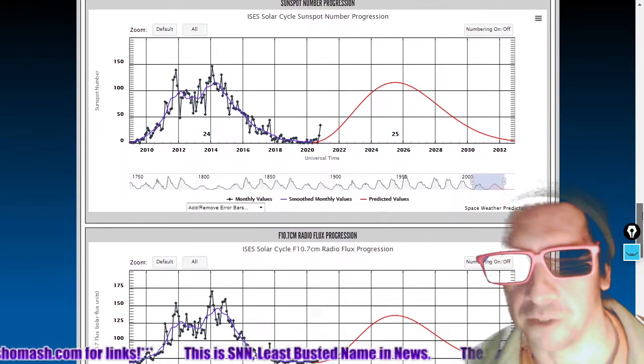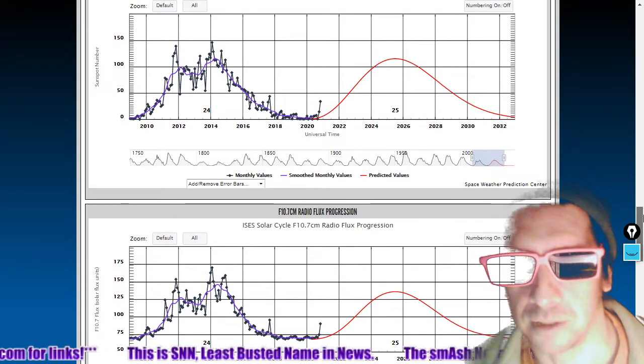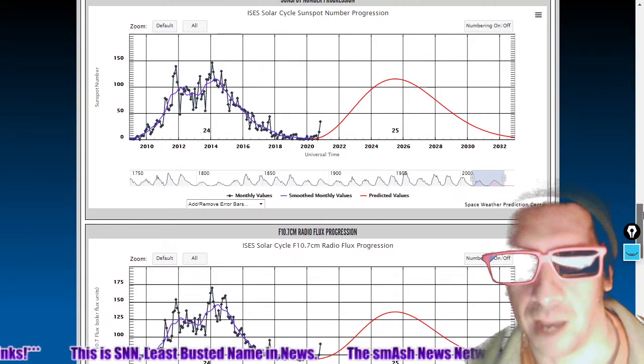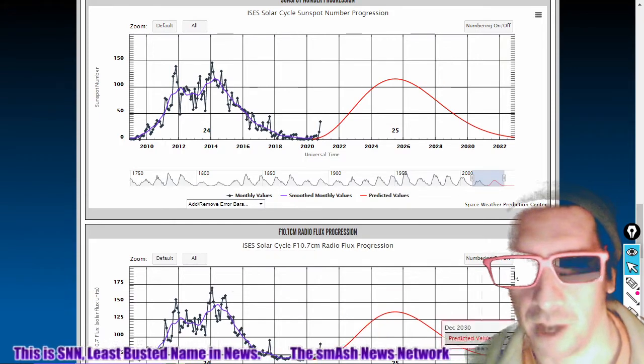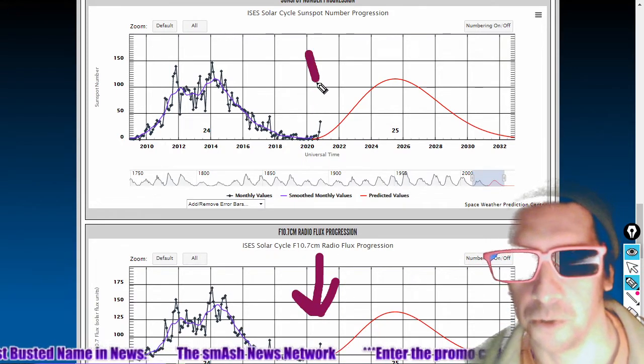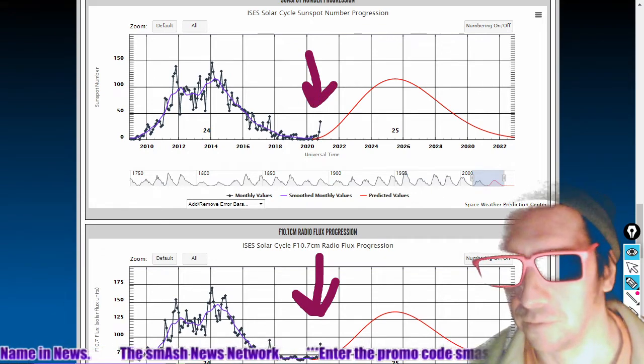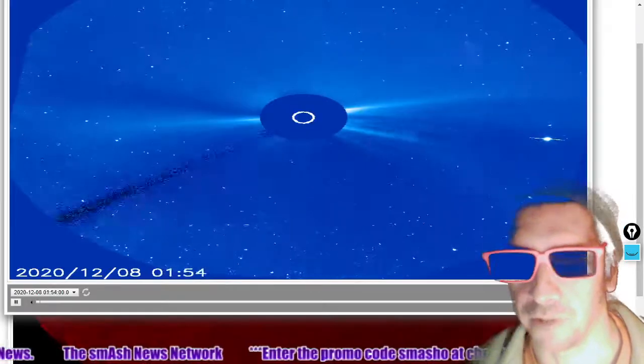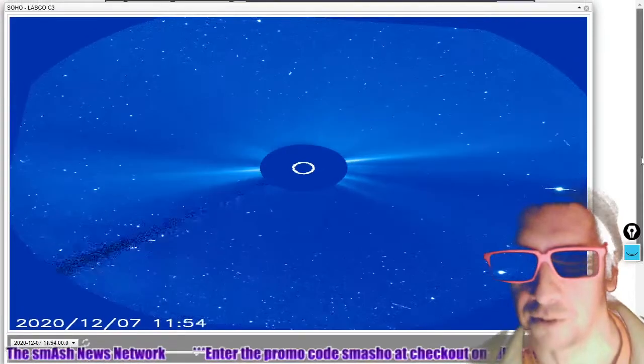The radio flux is a good proxy for sunspot number, especially useful at time of solar minimum. Notice how proportional the radio flux is to the sunspot number. So we see a dip in the radio flux at the same time we see lower sunspots.